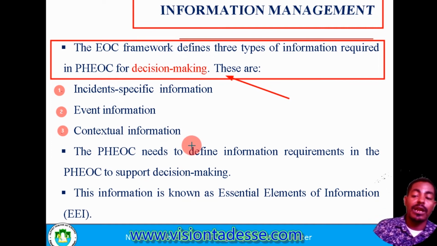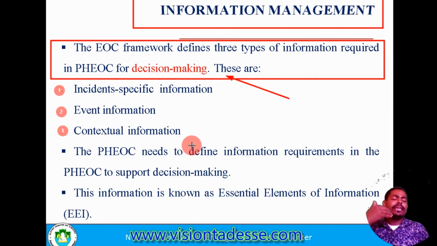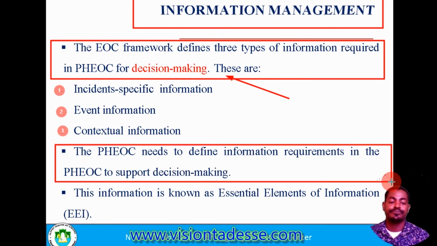Three things: the first is incident specific information that we need. Next is event information. The other is contextual information. So what does it mean for the PHOC? The PHOC needs to define information requirements to support decision making. Every decision needs information and coordination. Information is managed, then the decision is reached. So they are very important things.